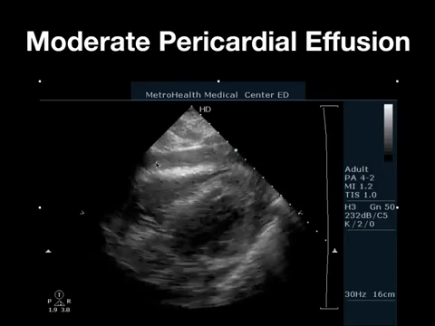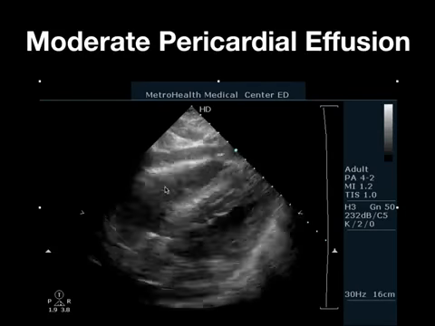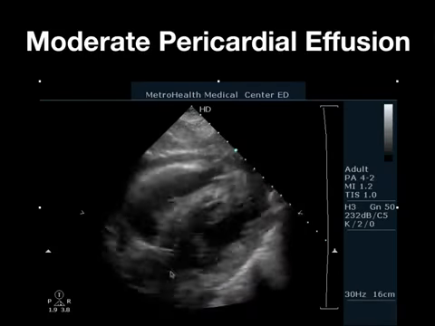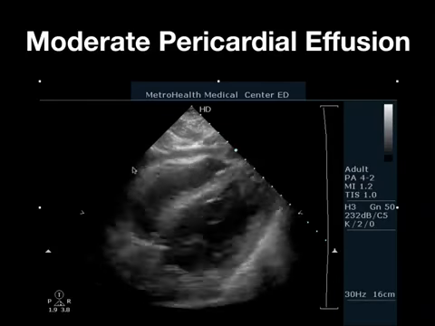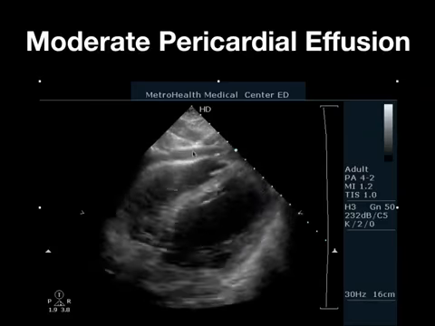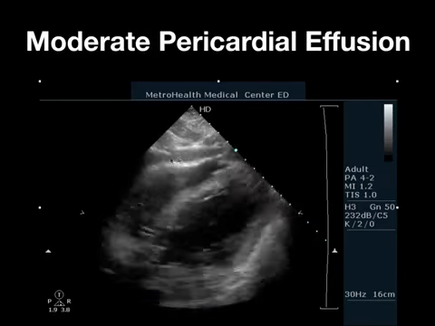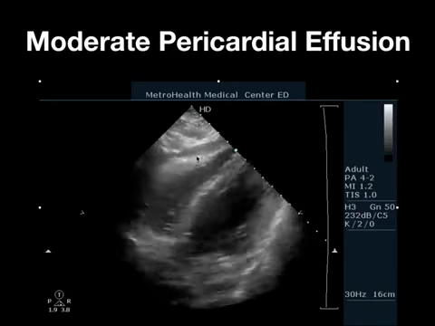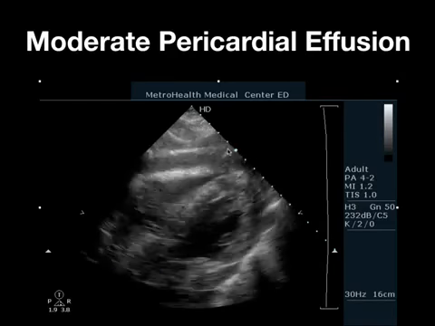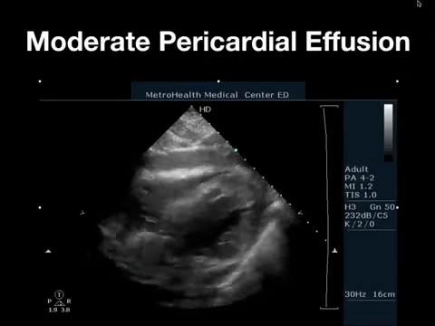Here we have a moderate echogenic pericardial effusion. Again, right ventricle, left atrium, right atrium. And here on the right side of the heart, you can see between the parietal and visceral layers of the pericardium, you can see that there's an echogenic pericardial effusion. This was a patient who was stabbed in an attempted carjacking.